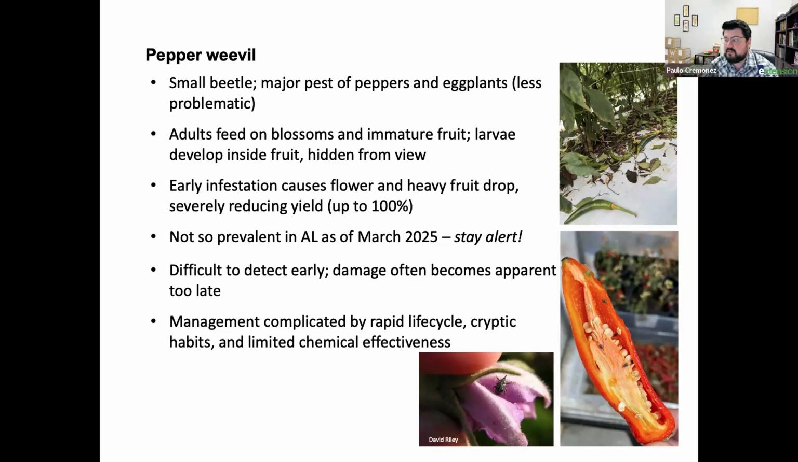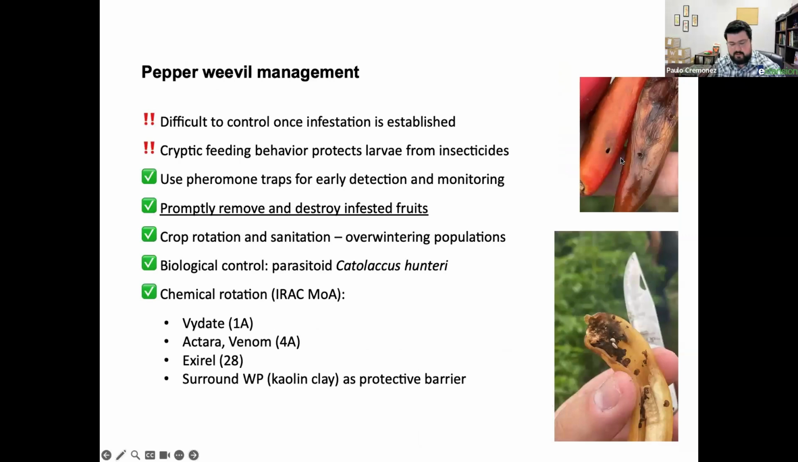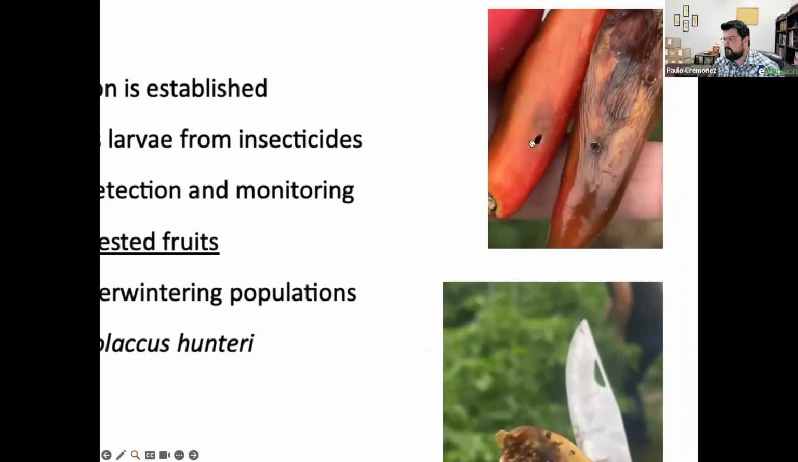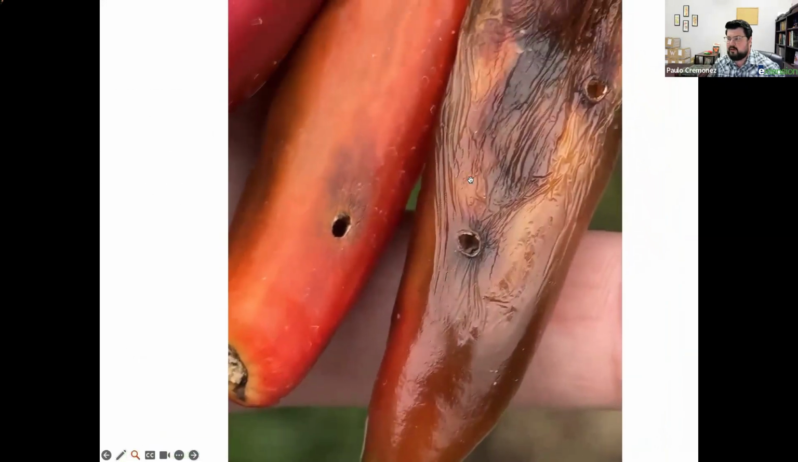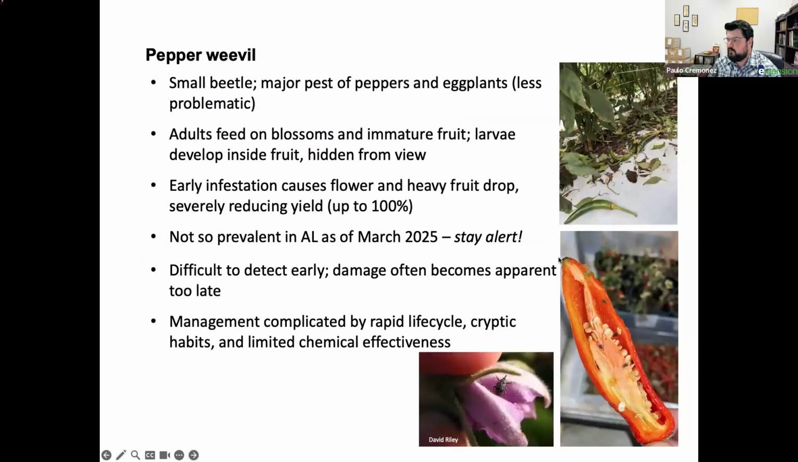The adults feed on the blossoms and immature fruits. They prefer the very small buttons, the very small pods of the peppers, and they will absolutely destroy them. They absolutely will make a huge fruit loss. The larvae develop inside the fruit, hidden from view. Sometimes you can find a small hole in the fruit. I think I have a picture right here, but sometimes maybe it's too late. This is what you will find on the dropped fruit.